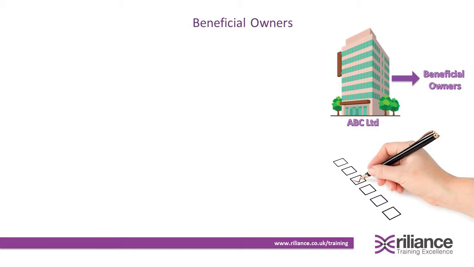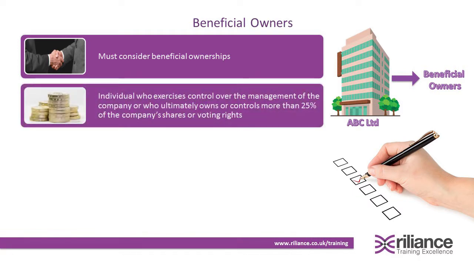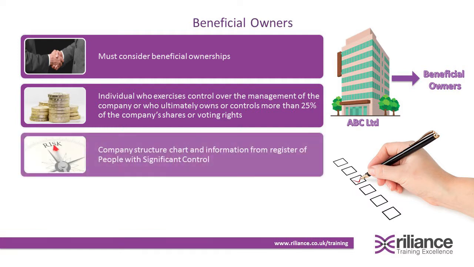Also remember that whenever you are instructed to act on behalf of a private limited company, you must also consider whether any beneficial ownerships are involved. A beneficial owner in relation to a private limited company is an individual who exercises control over the management of the company, or an individual who ultimately owns or controls more than 25% of the company's shares or voting rights. In relation to the case in question, a good starting point to determine beneficial ownerships would be to ask Mr. X to provide a company structure chart showing the relevant shareholdings and voting rights.